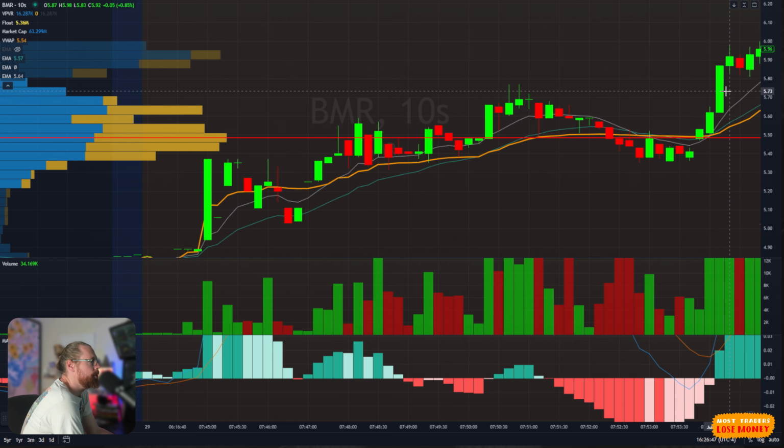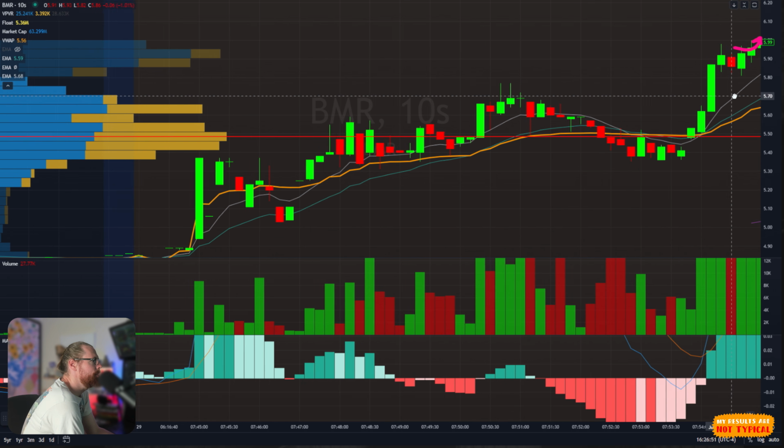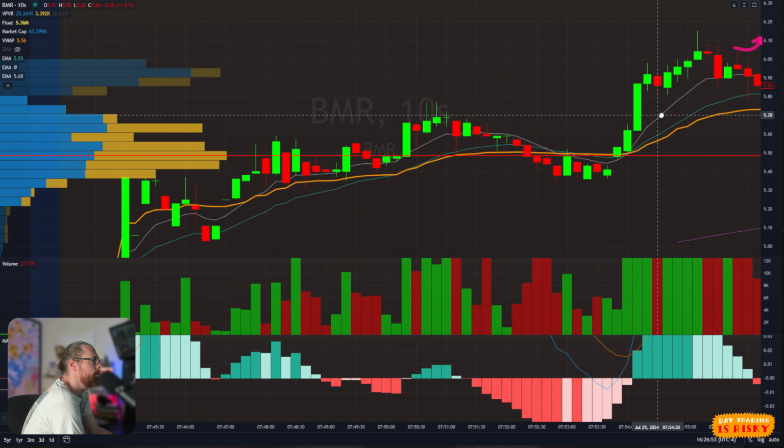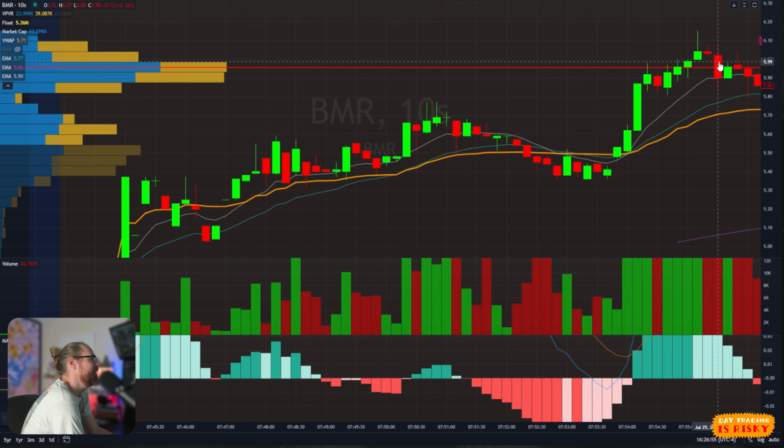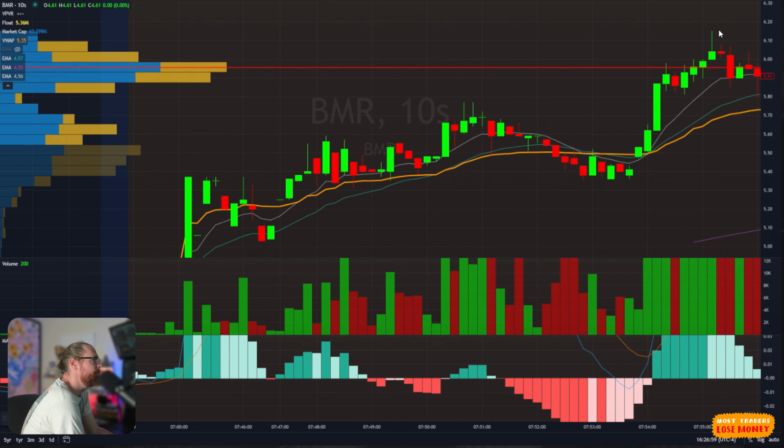So I add to my position. I'm adding on this micro pullback right here, and I'm looking for the squeeze through 6. But guess what happens? We break 6 for a hot second, and then we flush back down. And rather than take profit off the table up here, I decided to add to the position.